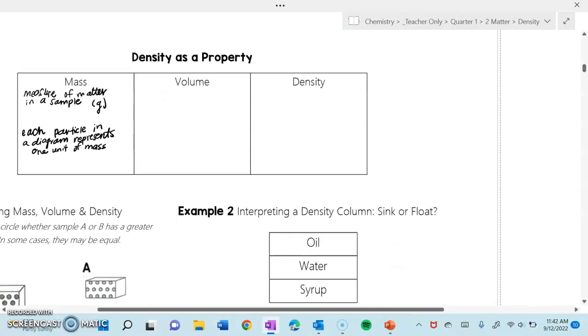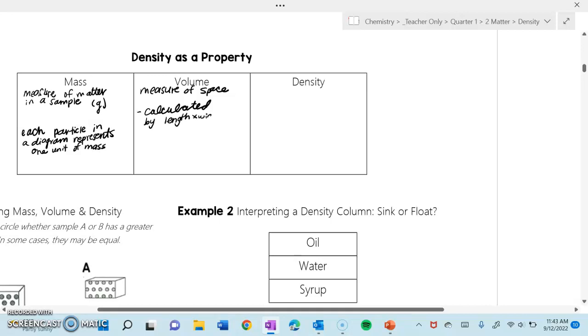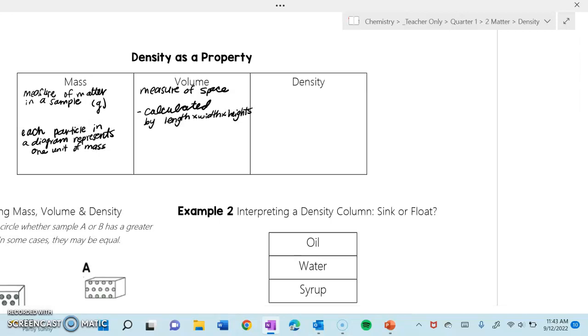Okay. Now on to volume. Volume, we've talked about, measures the space that an object takes up or that the sample takes up. And it's calculated, if we have a cube or even like a block, by length times width times height. But sometimes we have kind of weird objects, or we call them irregular objects, let's say like a rock or a paperclip or a penny, and you want to know its volume. Well, you can measure it by displacement of water.